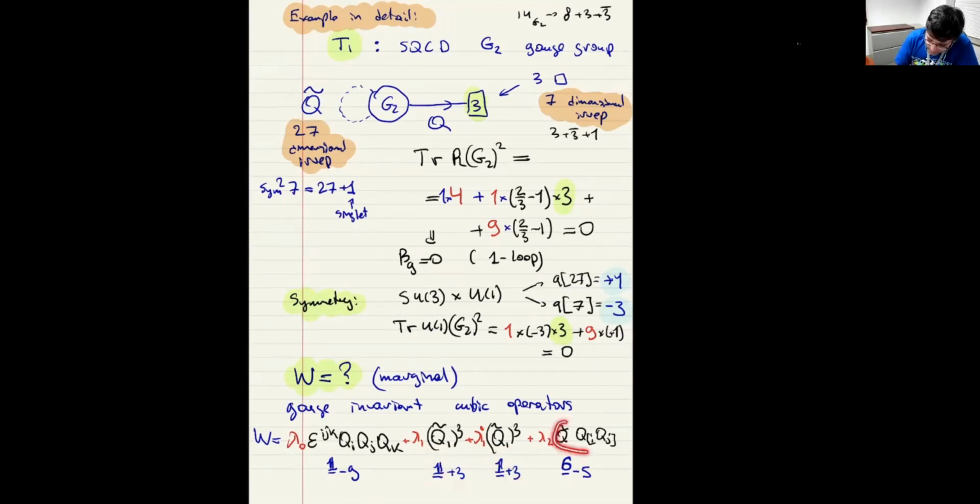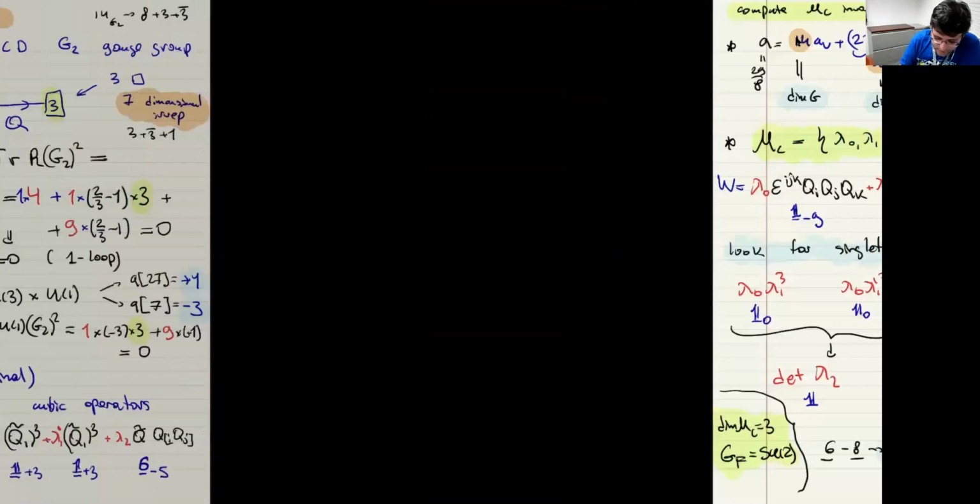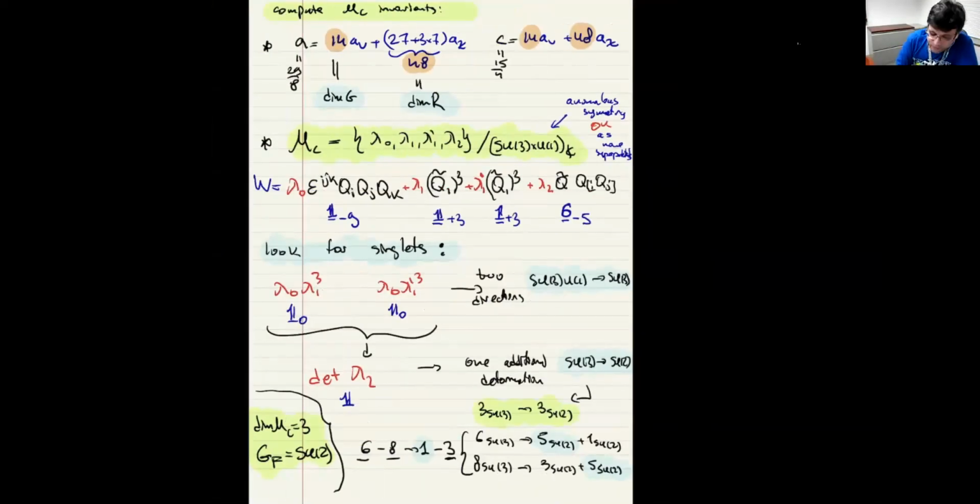And finally, we can build a cubic coupling which uses both Q tilde and Q, and it is written here. It's Q tilde times Q, where the SU3 indices of Q are symmetrized. So this is in the 6-dimensional representation of SU3 and has charge -5. So we have a lot of marginal couplings. There is a chance that this theory has a conformal manifold, and we will compute it now.